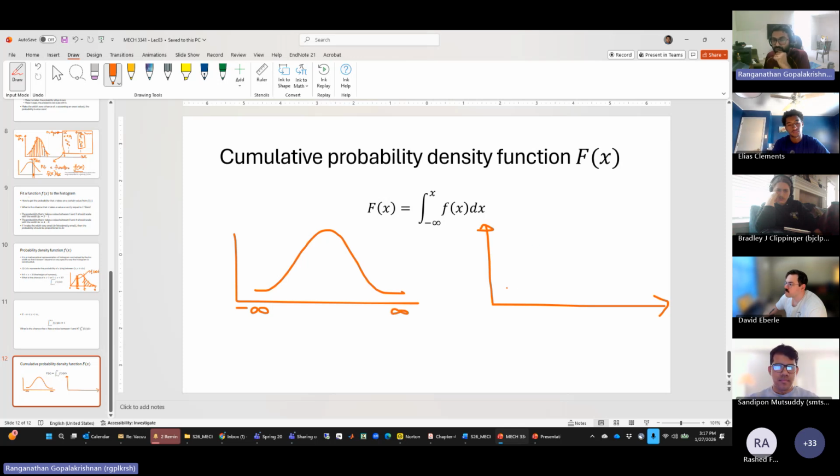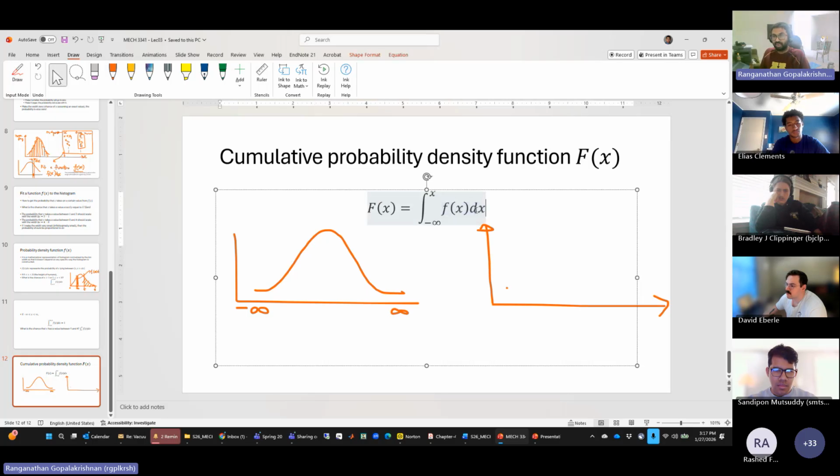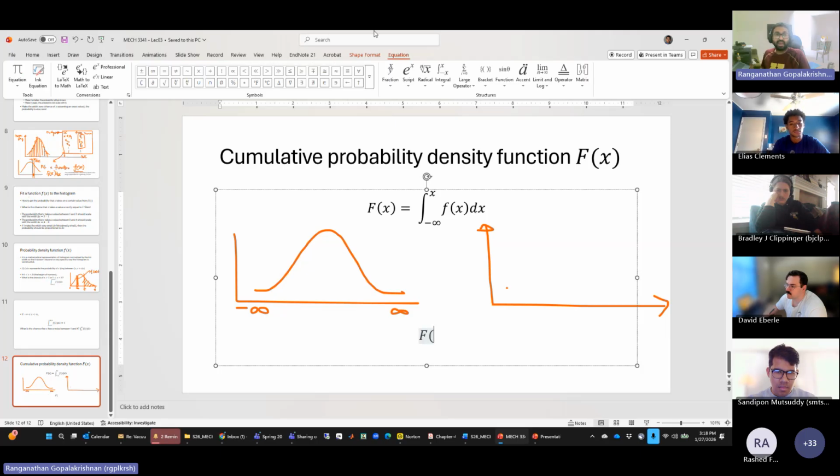The cumulative density function at minus infinity, what will be its value? Look at this function. Help me construct this. The cumulative density function F at minus infinity will be what? So if I put the upper limit to be minus infinity and integrate from minus infinity to minus infinity of any function, what am I going to get? 0. Right. Thank you. So that's going to be 0. So it starts at 0.